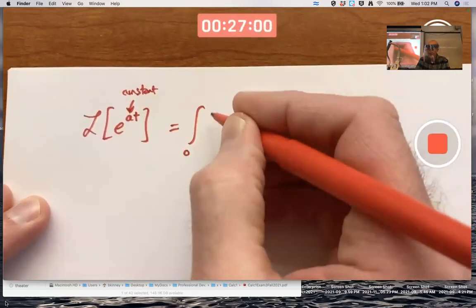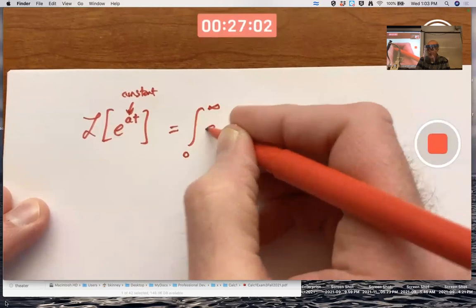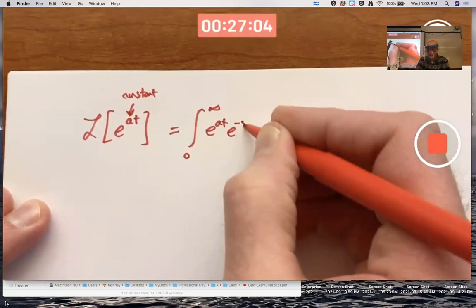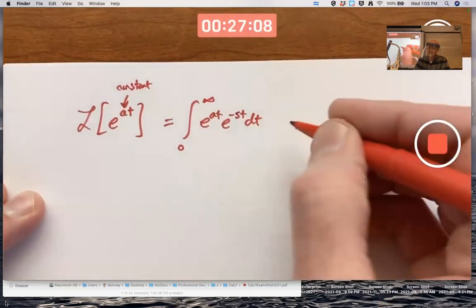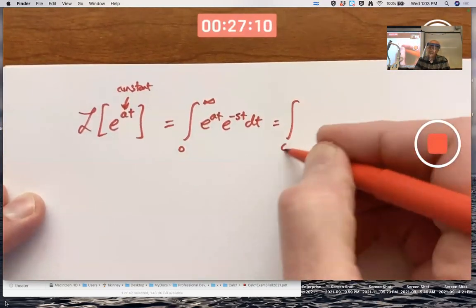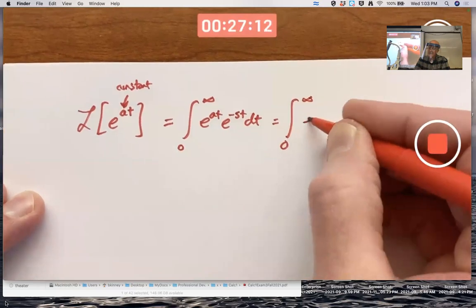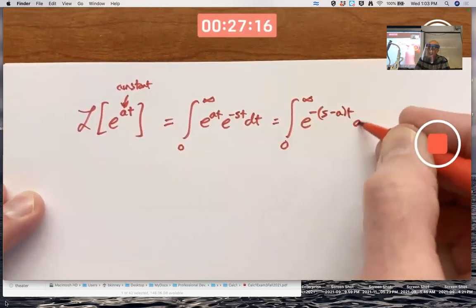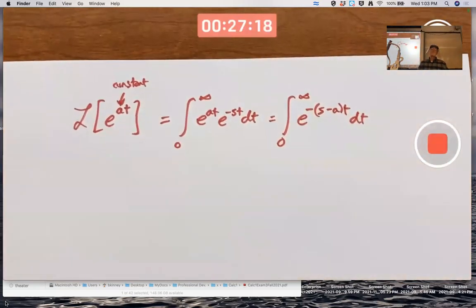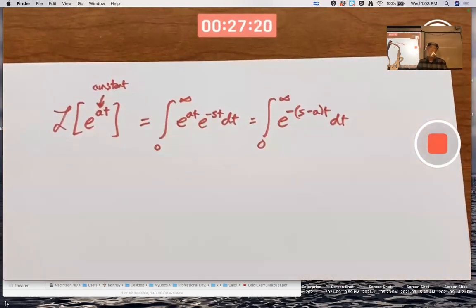By definition, that's the improper integral from 0 to infinity of e to the at times e to the negative st dt. This is typically written as the integral from 0 to infinity of e to the negative (s minus a) times t. Right? Add those exponents and then do a little creative algebra, and you can write it that way.